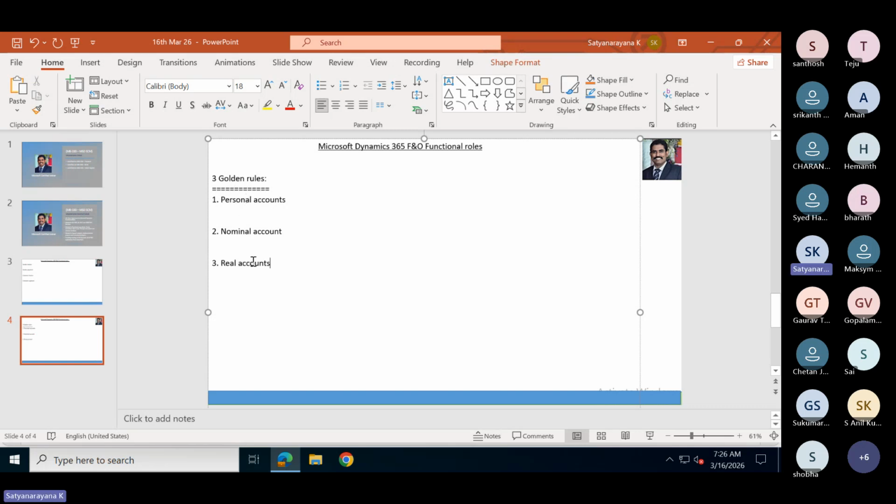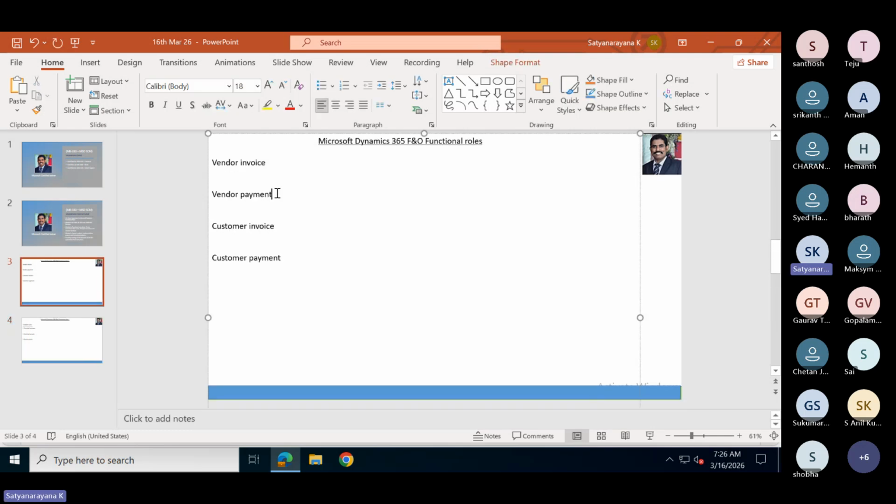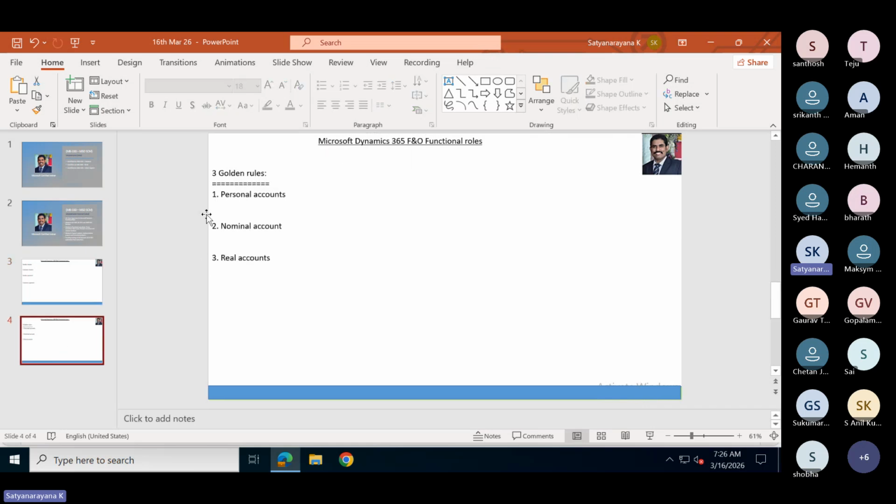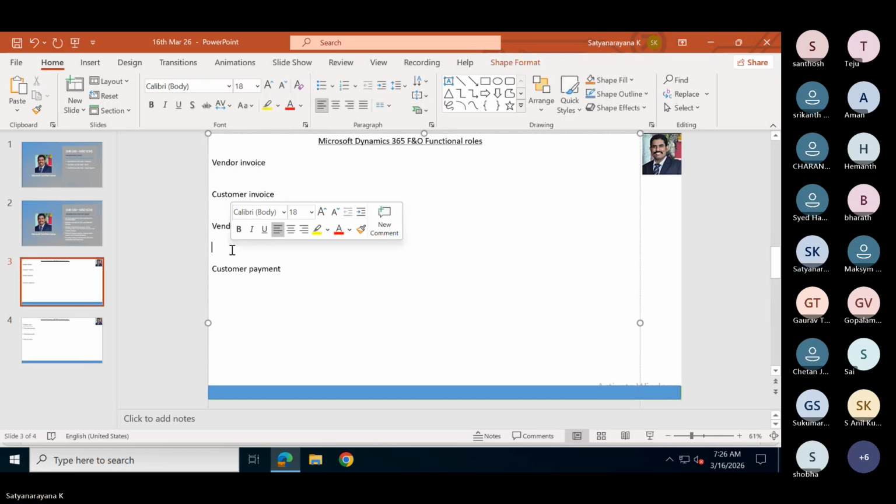Okay, personal accounts and nominal accounts are applied for the invoicing part. Whenever you are applying a vendor invoice or a customer invoice, we will apply these two rules, personal accounts and nominal accounts. Real accounts are applied on payments. So real accounts will be applied for these two, and personal accounts and nominal accounts will be applied here.